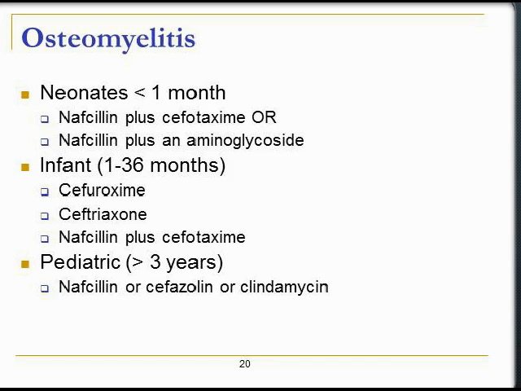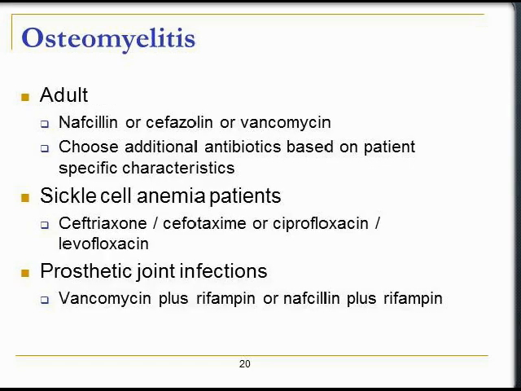So the recommended therapy then depends on age, and you can see there I've had for pediatric patients the antibiotics that are recommended. Staph aureus is very common, and so you see a lot of agents that are specific for Staph aureus. In adults, the recommendation is, again, something that has activity against Staph aureus, nafcillin or cefazolin, or if you think it's going to be MRSA, vancomycin. And then, again, based on patient-specific characteristics, you can make alterations. And then sickle cell patients or patients with prosthetic joints also have differing recommendations as far as antibiotics are concerned.